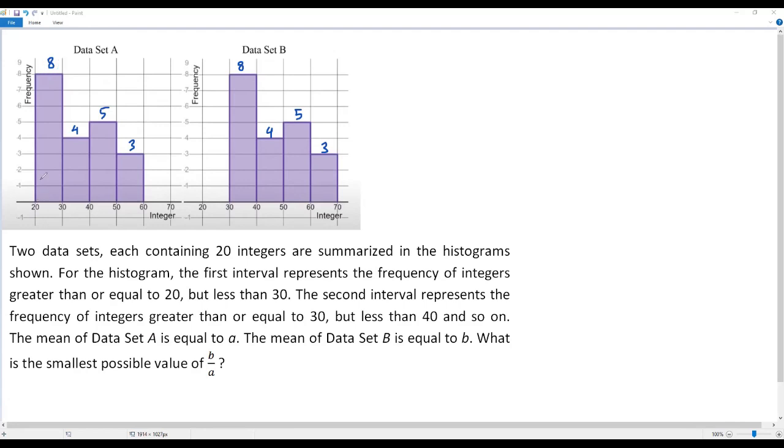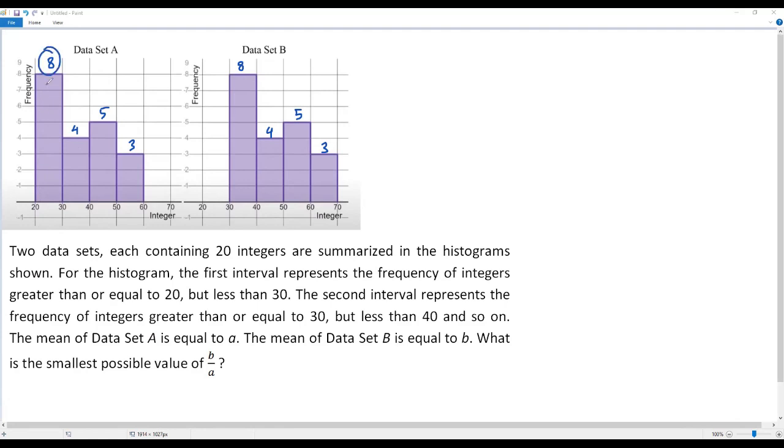And already we have discussed that we have to get the largest possible mean for data set A. Since we have to get the largest possible mean for data set A, we have to consider the largest possible value in this interval, that is 29, which is less than 30. So now we have to assume the value of each of these 8 integers is 29.